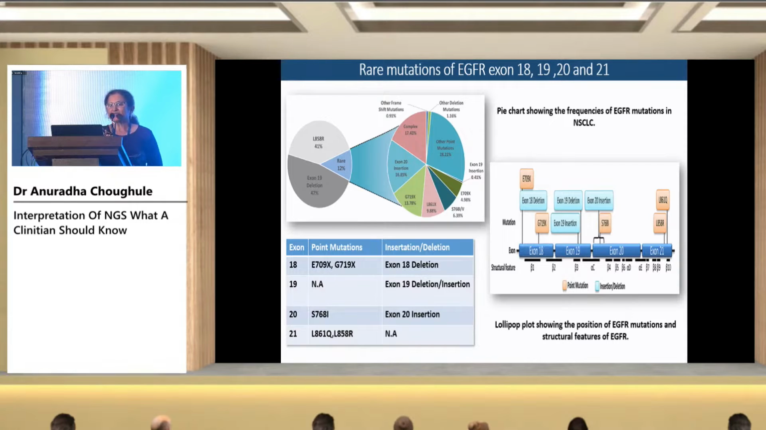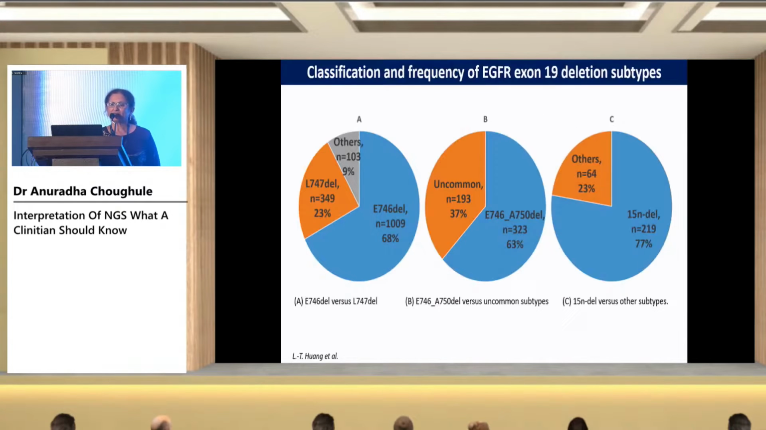So what is the classification? This is the classification and frequency of EGFR exon 19 deletion subtypes. Commonly, the canonical is between E746 to A750 deletions, which comprises around 63%. But other than that, there are also some uncommon exon 19 deletions and insertions, which come to around 37%.